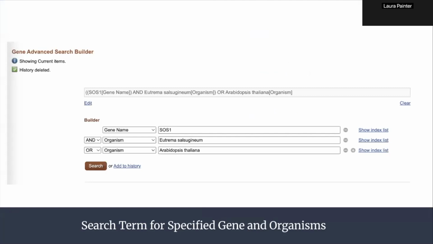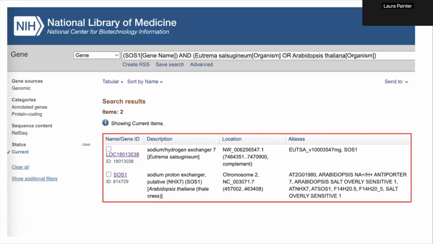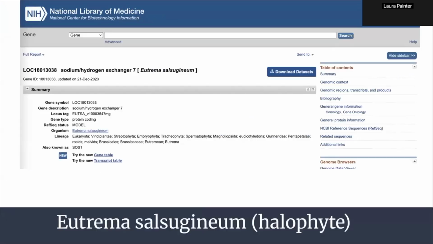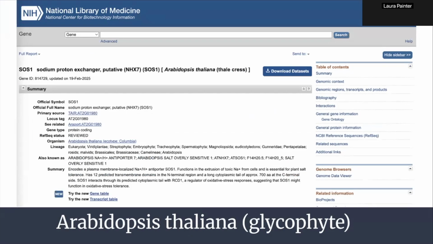So here is the search term that I looked for in NCBI, and this is the result from that search. And here is a closer look at Eutrema salsugineum, which is our halophyte, and Arabidopsis, which is our glycophyte, non-salt tolerant.